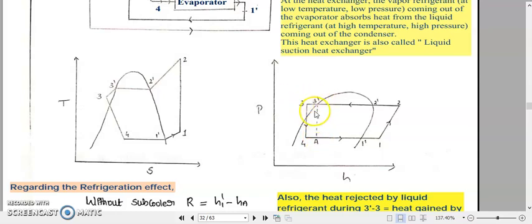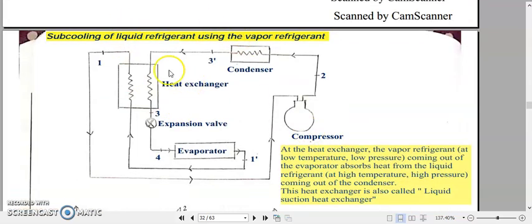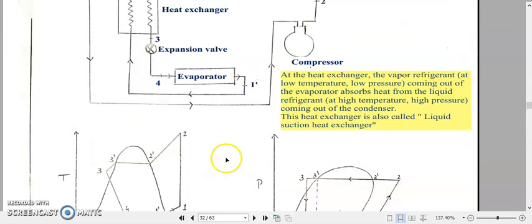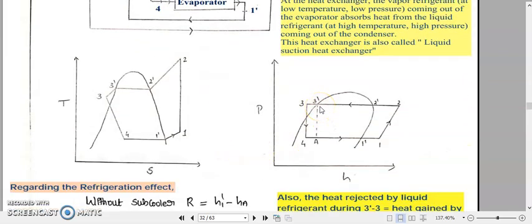As we discussed in the last session, 3-3' was our subcooling of liquid refrigerant using the vapor refrigerant. Suppose there is no such subcooling happening in our cycle, or no such heat exchanger placed here. Then the refrigerant would have stopped at 3 after coming out of the condenser, and then moved straight away to the expansion valve. That is, the expansion process would have been 3 to A.